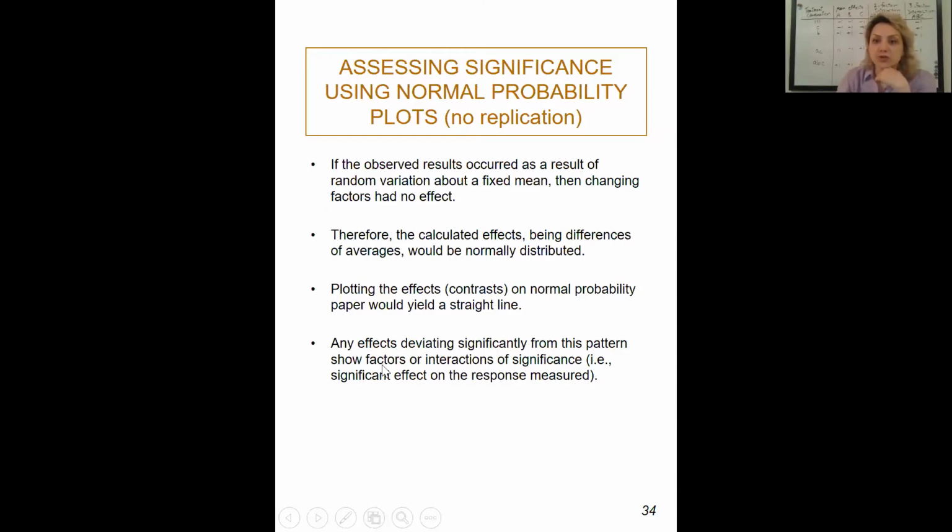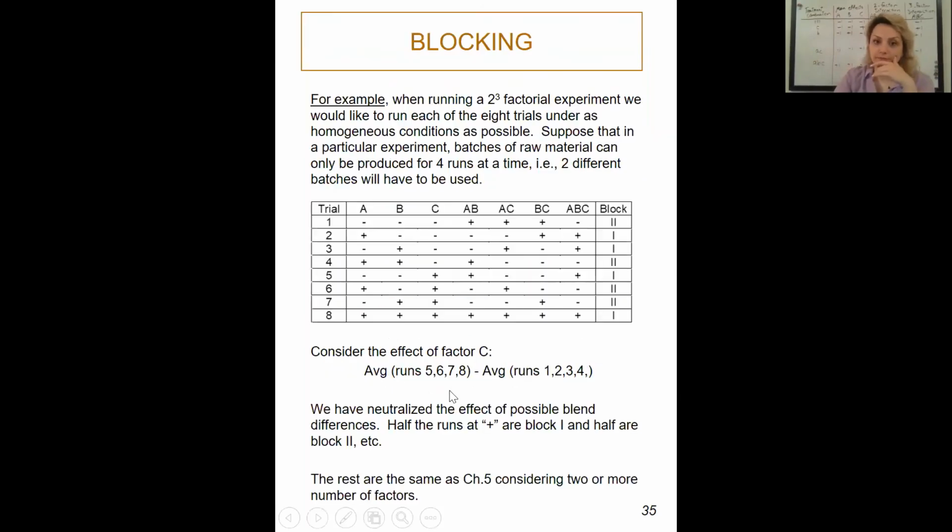If you want to read this, it's like that. I just said the last 2 bullet points, but here: if the observed results occurred as a result of random variation about the fixed mean, then changing the factor had no effect. Therefore, the calculated effects, being differences or averages, would be normally distributed. So we would have the normal probability plot, and when you draw the effects or contrasts, if they deviate significantly from the line that we would have, then you would say they are significant. So look at this one.